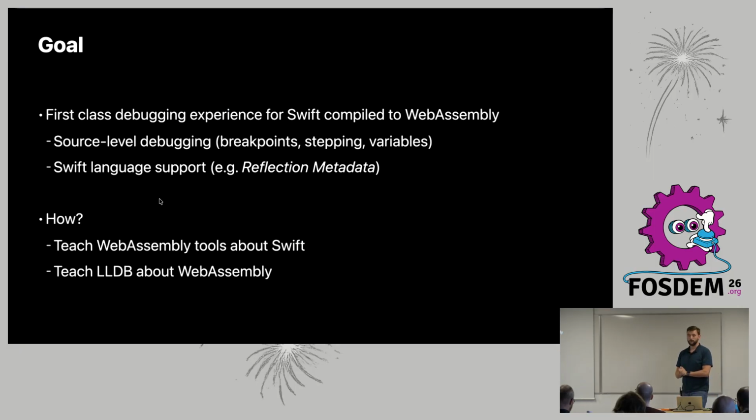So our goal for Swift compiled to WebAssembly is to provide a first-class debugging experience. And that means full source level debugging, where you can set breakpoints, step in and over Swift code, and of course, show your variables. In order to achieve that, the debugger needs to know about the Swift programming language, which means there are two approaches. One, we could teach existing tools to debug WebAssembly and teach them about Swift, or we could teach LLDB, which already knows about Swift, about WebAssembly.